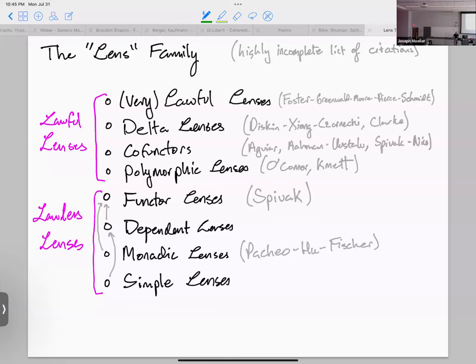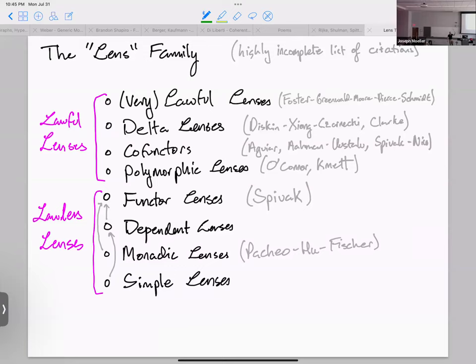we have some people here who work on another variant of lawful lenses. This is a much more involved variant. It's a generalization of that one. I would say it's maybe the most general in this category that I have listed up here. Well, you could argue with cofunctors.